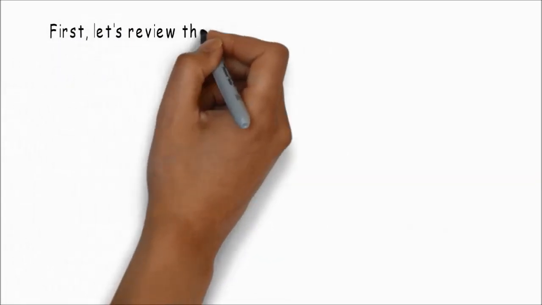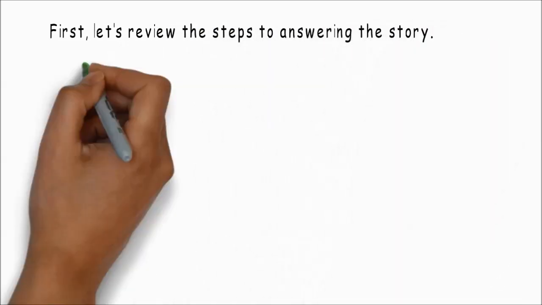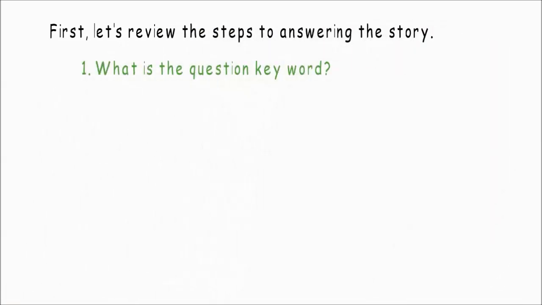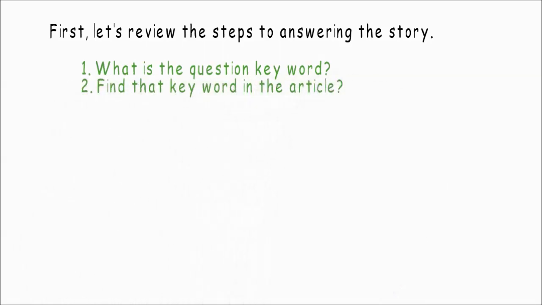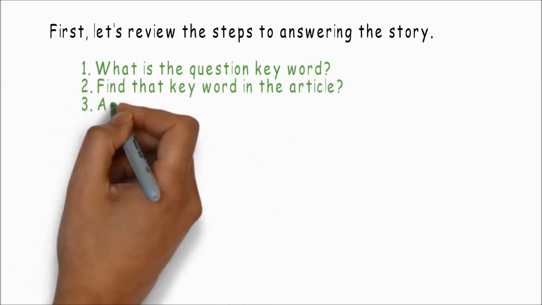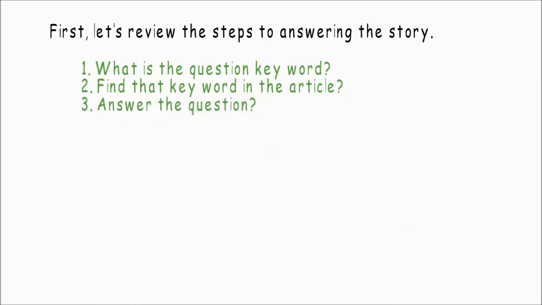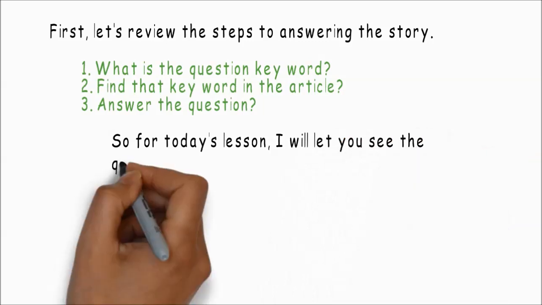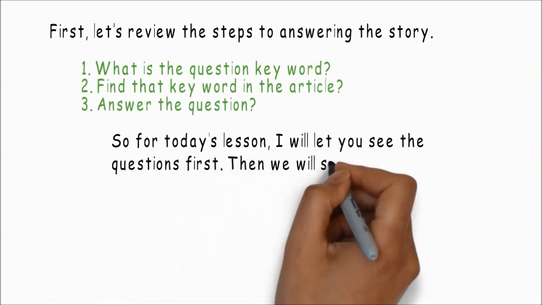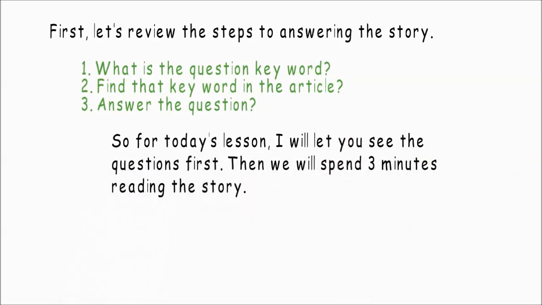First, let's review the steps to answering the story. 1. What is the question keyword? 2. Find that keyword in the article. 3. Answer the question. So, for today's lesson, I will let you see the question first. Then we will spend 3 minutes reading the story.